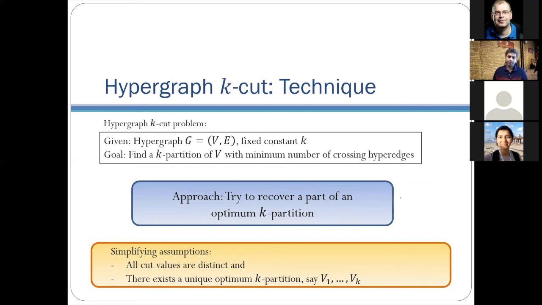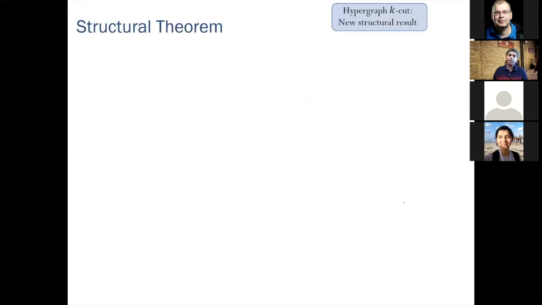Now, in order to recover a part of an optimum K partition, we also show a clean structural result. Our structural result closely resembles the structural result of Goldschmidt and Hochbaum. Let me first state our structural result, and then I will contrast it with the structural result of Goldschmidt and Hochbaum.